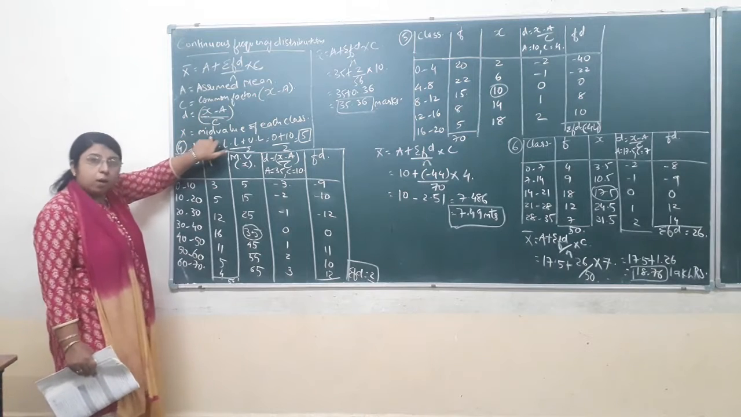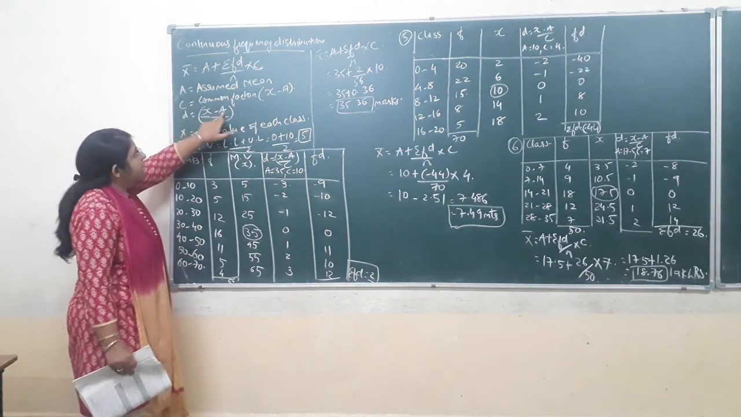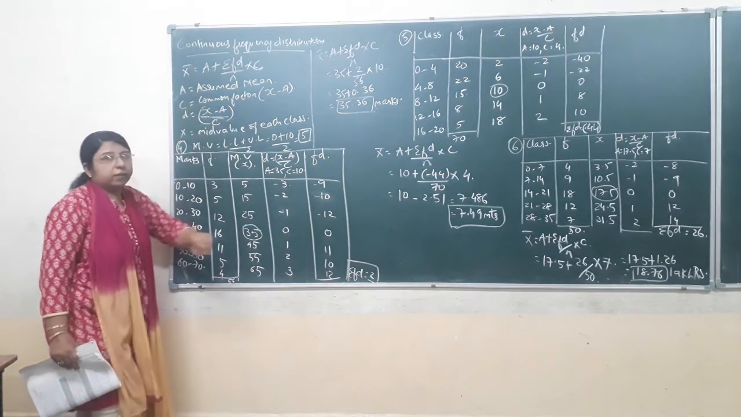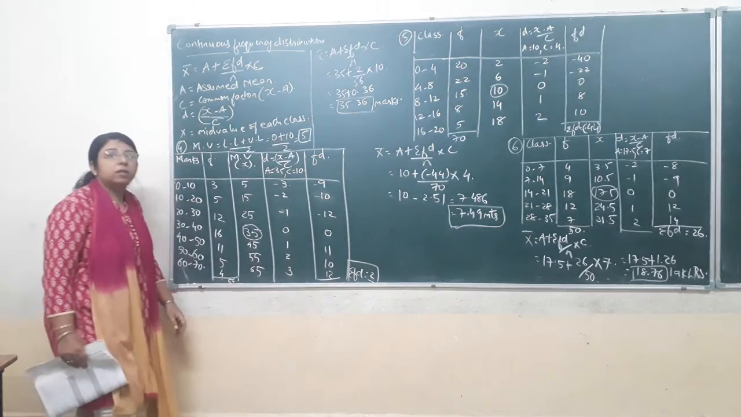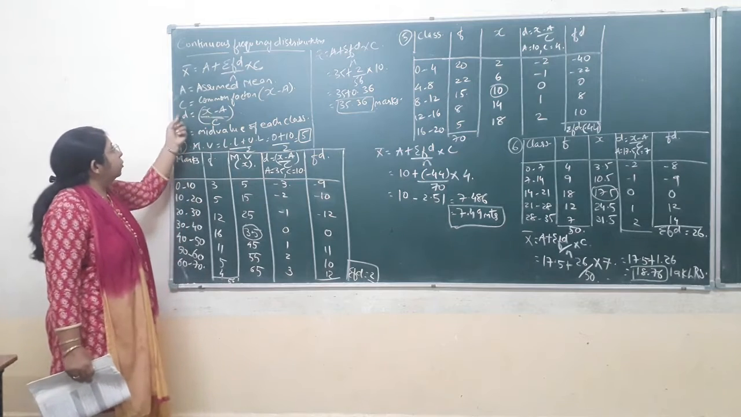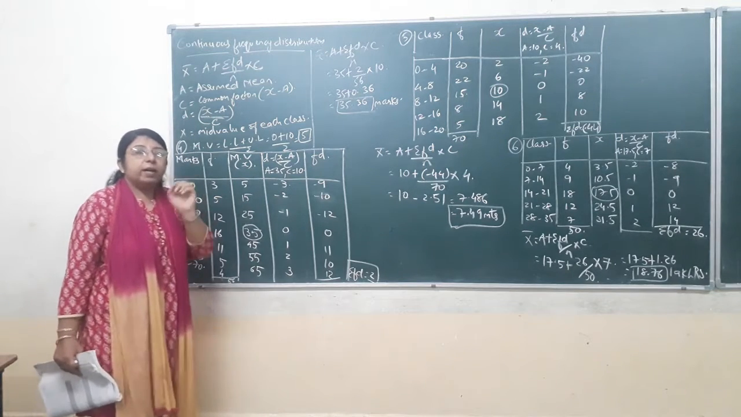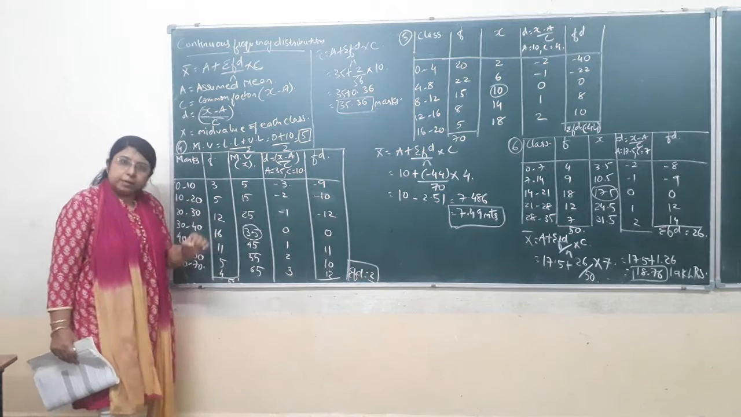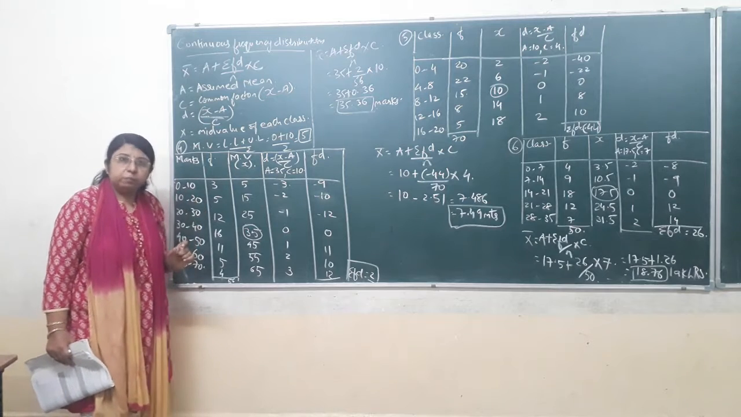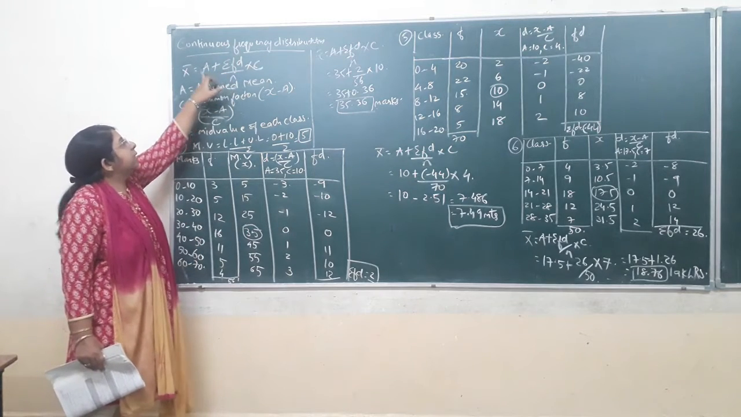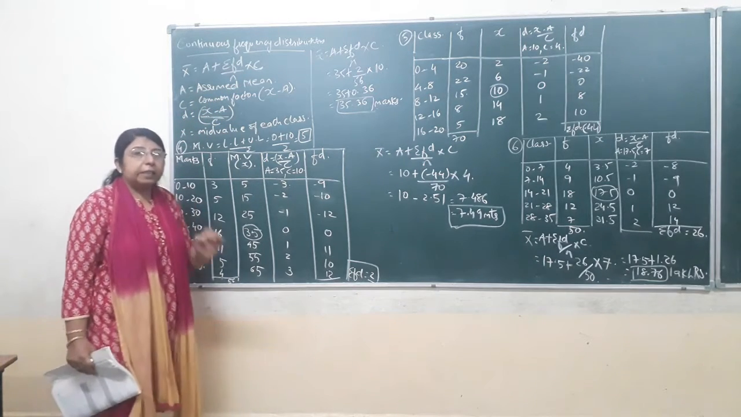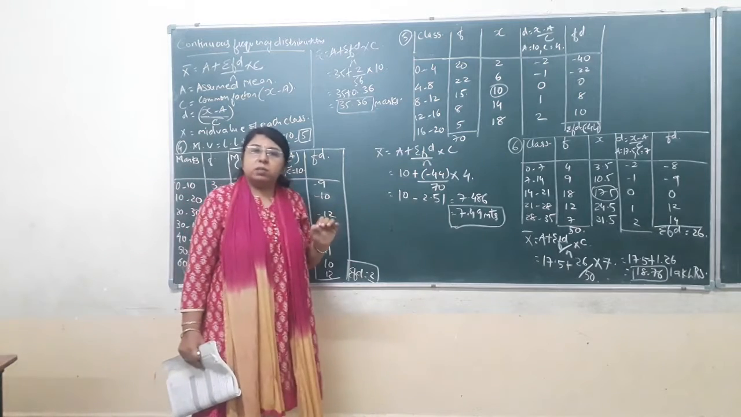x stands for mid value, so D is x minus A, that is assumed mean, upon C. C means common factor. That way you have to find the value of D. After finding the value of D, you just multiply F and D, that is frequency multiplied by D, and the total of that column gives you sigma Fd. You apply that in the given formula, A plus sigma Fd upon n into C, and you will get the arithmetic mean by continuous frequency distribution.